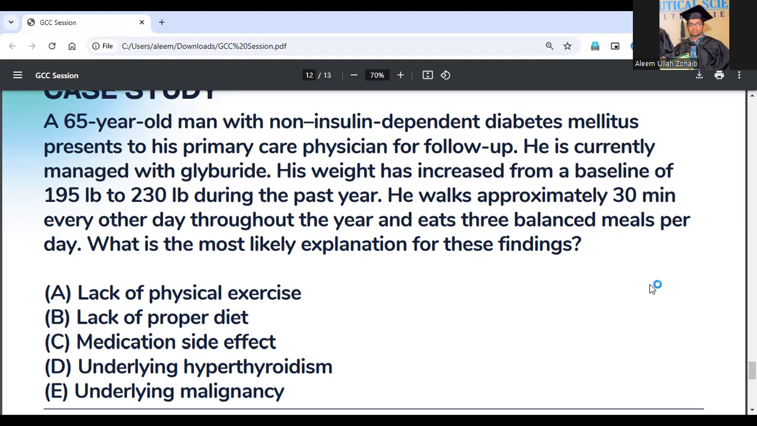Glyburide is a sulfonylurea. As it increases the insulin secretion, the insulin enhances the fat in the body and causes weight gain. So we can consider medication side effect, option C, to be correct.